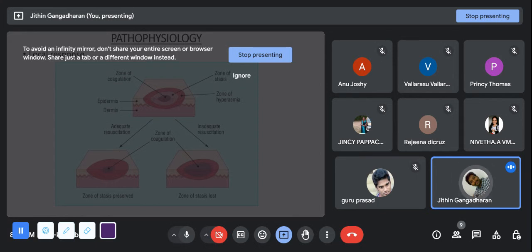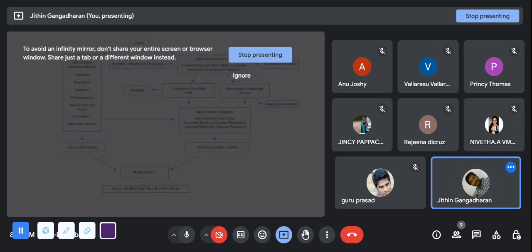When the dermis as well as the epidermis are affected, there will be a zone of coagulation at the center, a zone of stasis around that, and a zone of hyperemia. No questions have been asked so far on this local pathophysiology. Just understand that the area is divided into some zones. That is enough.